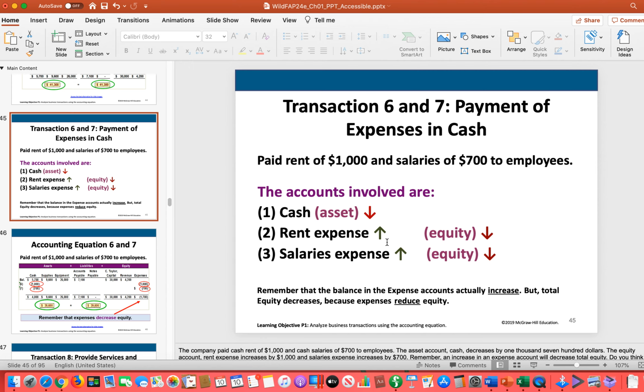Salaries expense went up. It went from 0 to 700. But expenses caused equity to go down. So don't get confused. Revenue goes up, equity goes up. Expenses go up, equity goes down. Let me say that again, because students often get confused here. If revenue goes up, so does equity. If expenses go up, equity goes down. And that's why these arrows are pointed accordingly. Okay?